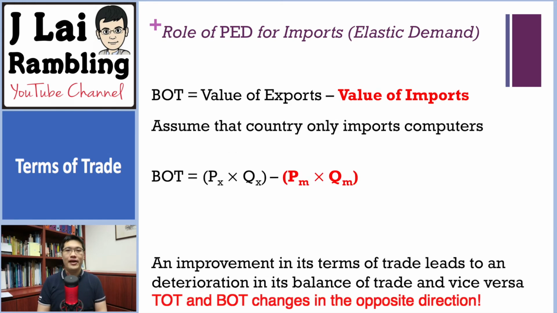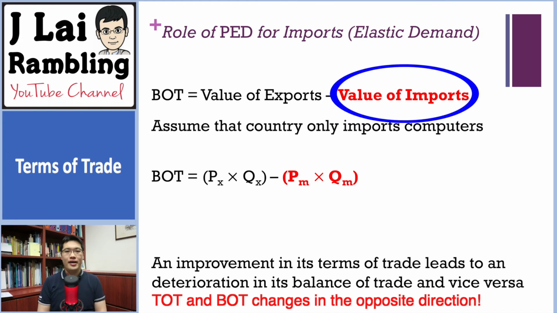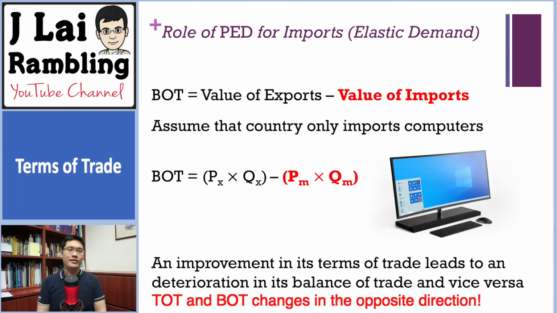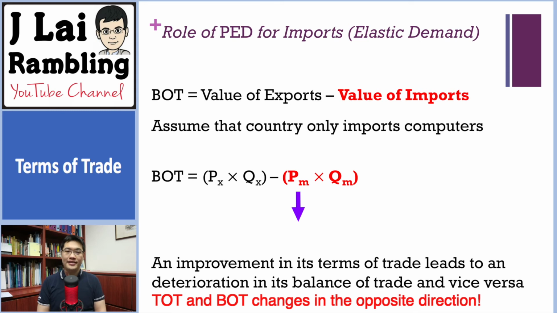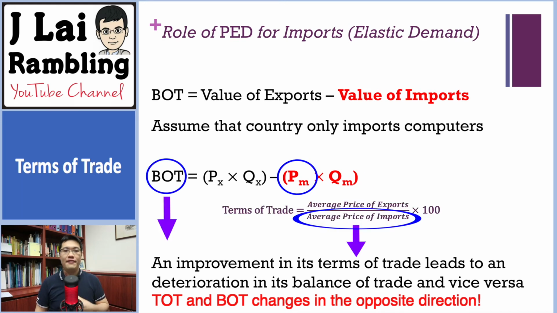Let's look at the case where demand for imports is price elastic. Again, we're focusing on imports by the red writing. Assume that the country only imports computers, okay? Typically, products like computers are more elastic. If the prices decrease a little bit, because of the elastic demand, people will buy a lot more. QM will increase significantly. Therefore, in this case, the value of the imports would increase. And an improvement in the terms of trade, therefore, leads to a deterioration in the balance of trade.